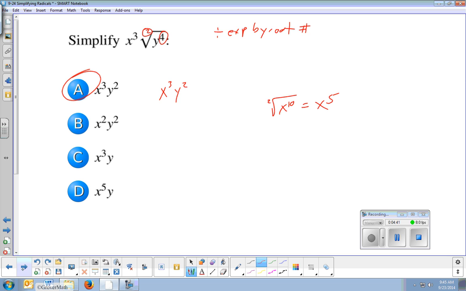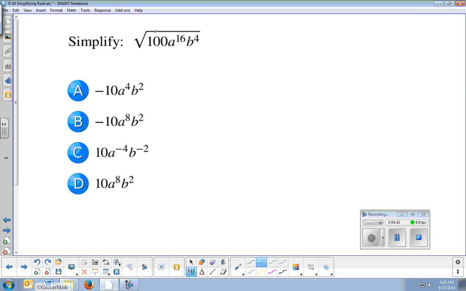Okay, so let's look at one more example and end this video here. Simplify the square root of 100 a to the 16th b to the 4th. Now this really is not a very challenging problem, because if I look at each of my pieces, they're considered square terms. And this is a good tactic, what I'm doing right now is to separate it into pieces: the square root of 100, the square root of a to the 16th, and the square root of b to the 4th.